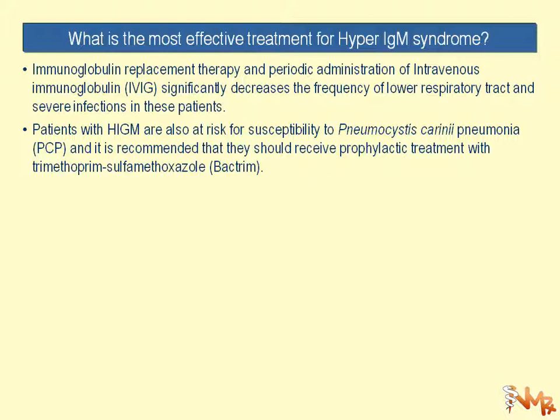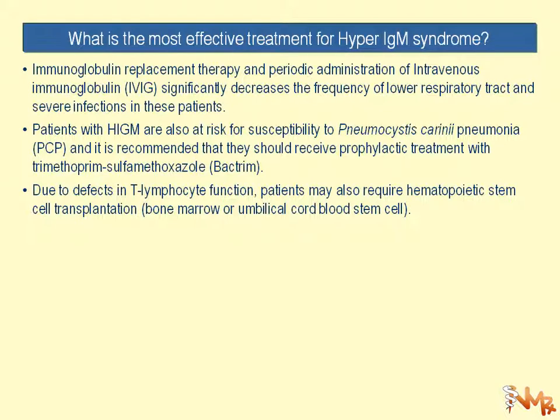Patients with HIGM are also at risk for susceptibility to Pneumocystis jirovecii pneumonia, PCP, and it is recommended that they should receive prophylactic treatment with trimethoprim-sulfamethoxazole. Due to defects in T lymphocytic functions, patients may also require hematopoietic stem cell transplantation, bone marrow, or umbilical cord blood stem cells.